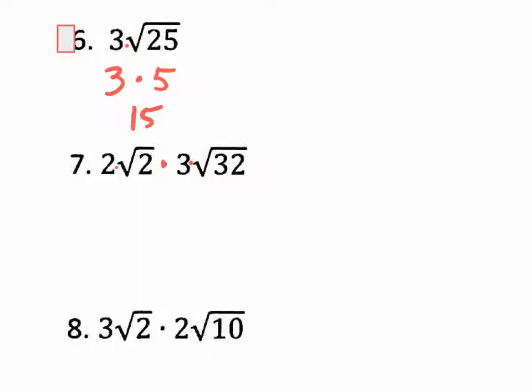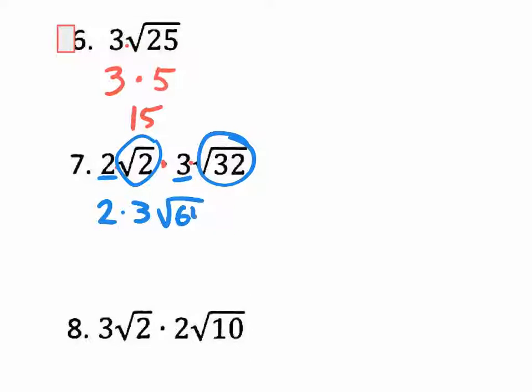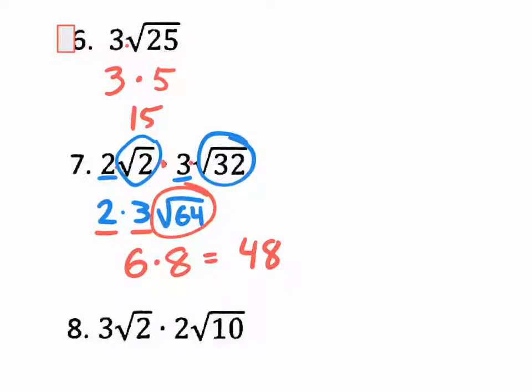So let's rearrange this. This 2, I write it right here, times this 3, I write it right here. And then when I put this one and this one together, we said it was going to give us a square root of 64. Right? 2 times 32 is 64. So let's continue working here. 2 times 3, that is 6. And what is the square root of 64? That is 8. So I really have 6 times 8, which is 48. So 48 is the answer right there. Let's move on to number 8.